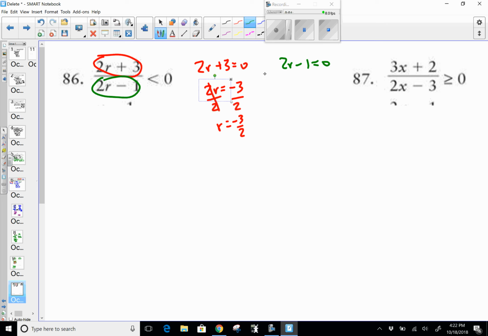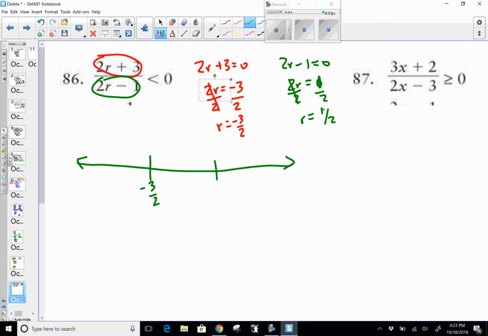Here, we do the same thing. This is the denominator, right? So add 1, so we get 2r is equal to 1. And then divide both sides by 2, so you get r is equal to 1/2. The only purpose of this is to help us figure out what numbers to put on the number line. So we have two numbers. One of them is a negative, so we're going to write -3/2, and the other one is a positive 1/2. No other number really matters.